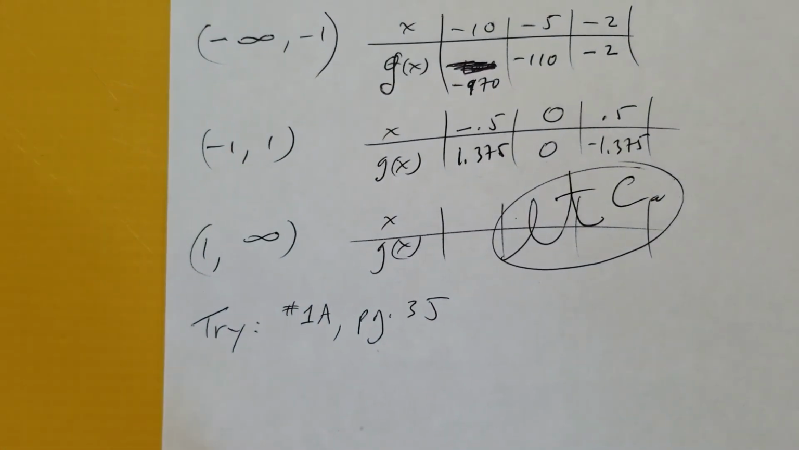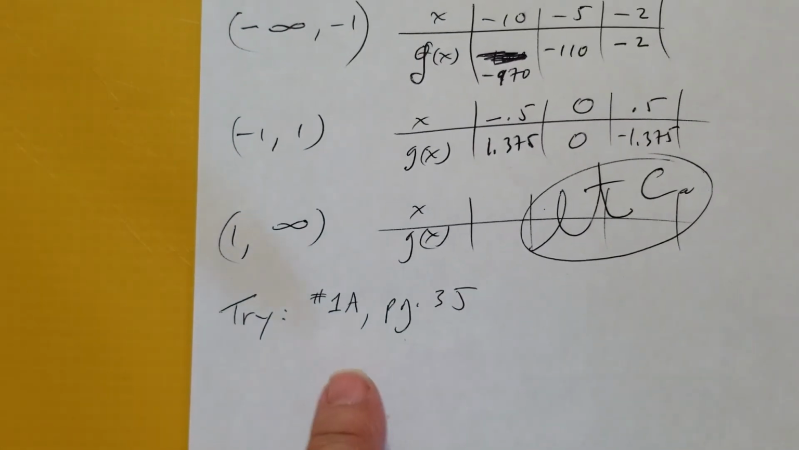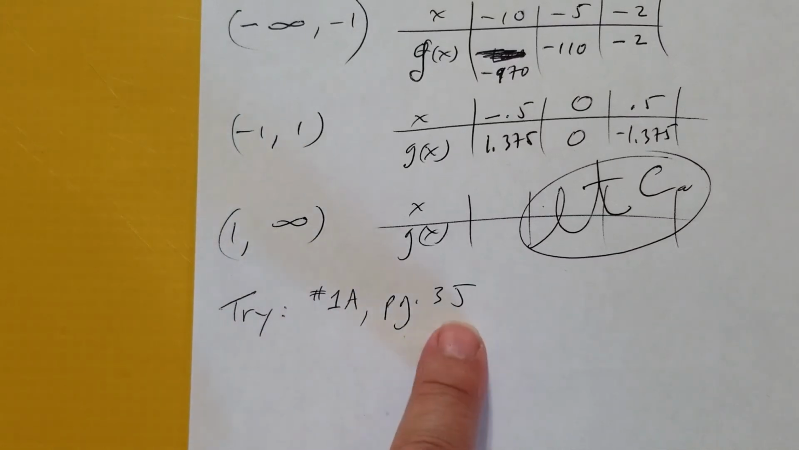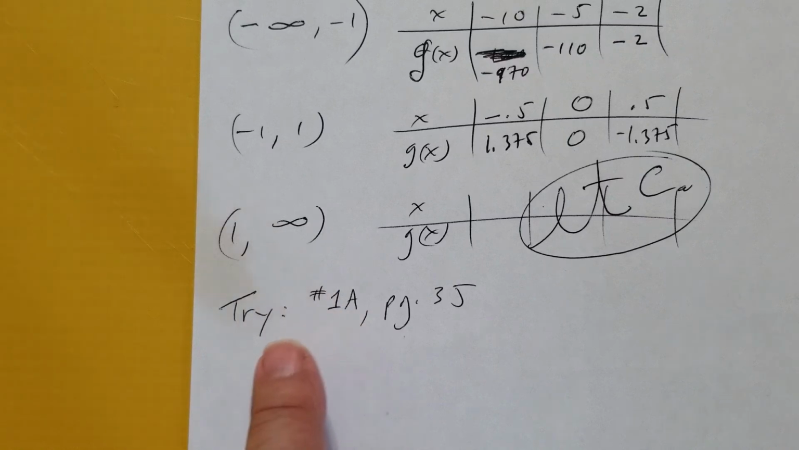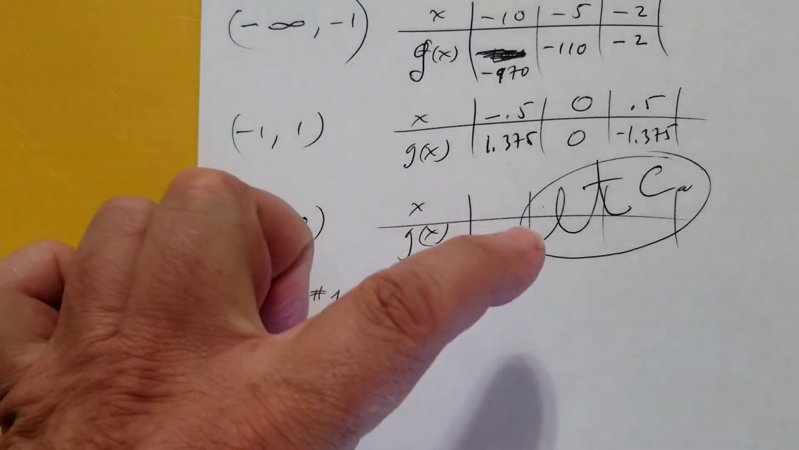Since you all have a book now, maybe you can turn to page 35 and look at number 1a, and that'll be our try problem that you can put in this space here.